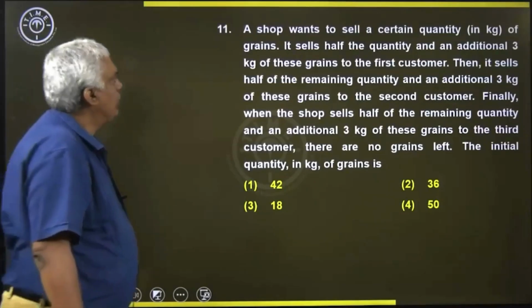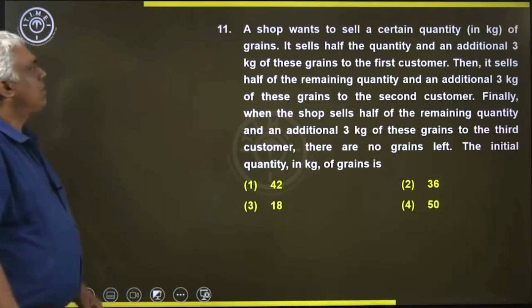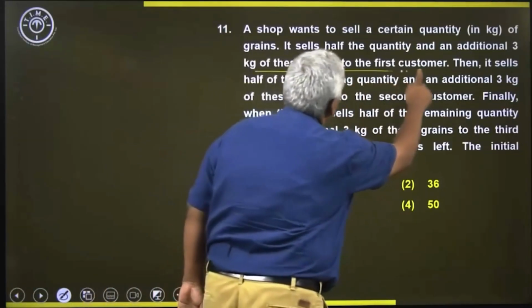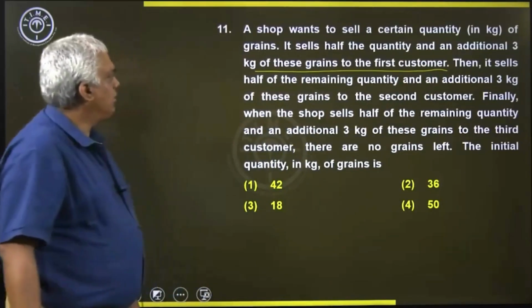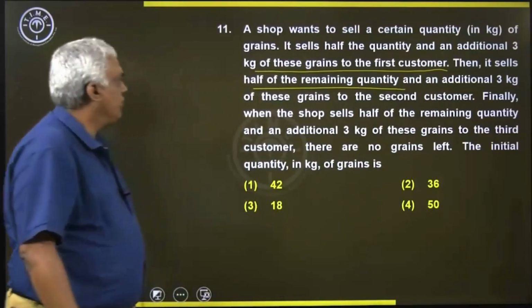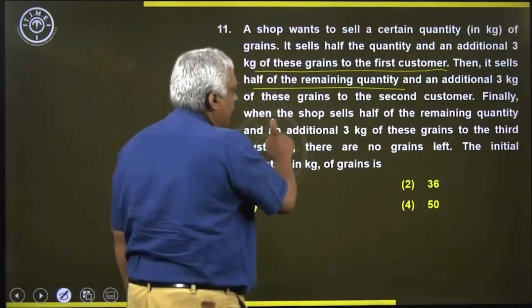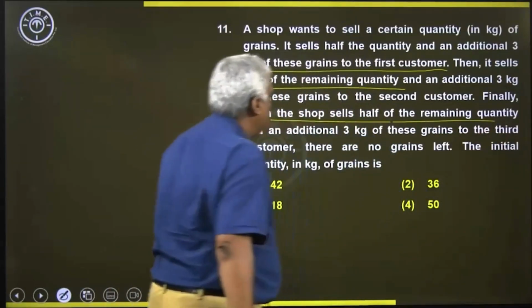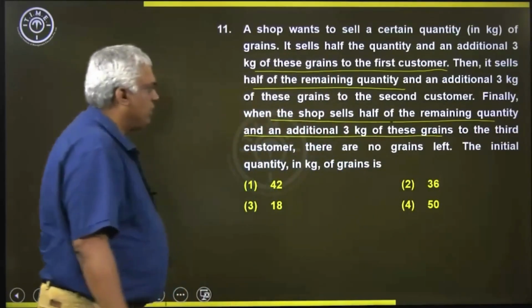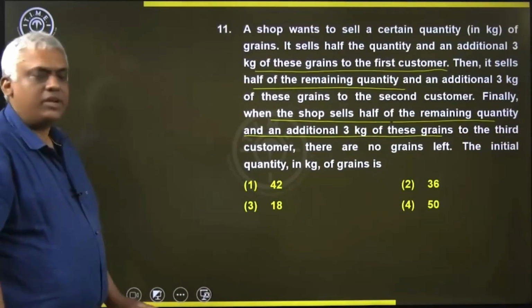A shop wants to sell a certain quantity in kg of grains. It sells half the quantity and an additional 3 kg of these grains to the first customer. Then it sells half of the remaining quantity and an additional 3 kg of these grains to the second customer. Finally, when she sells half of the remaining quantity and an additional 3 kg to the third customer, there are no grains left. The initial quantity in kg of the grain is, right?